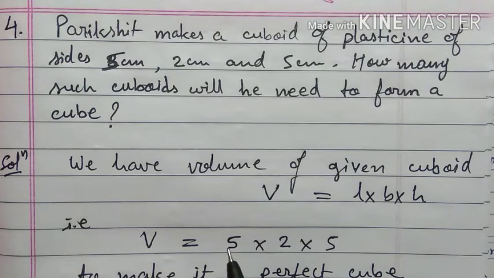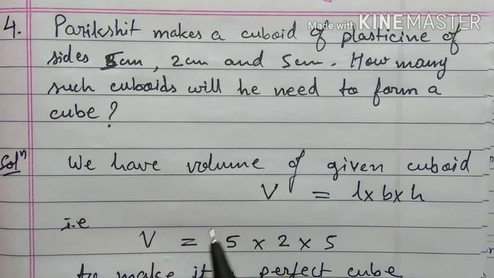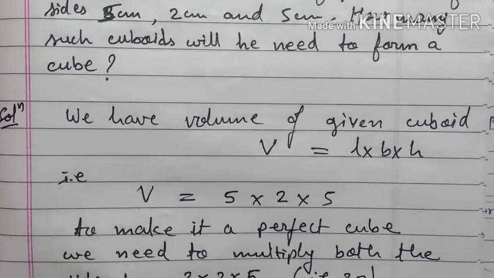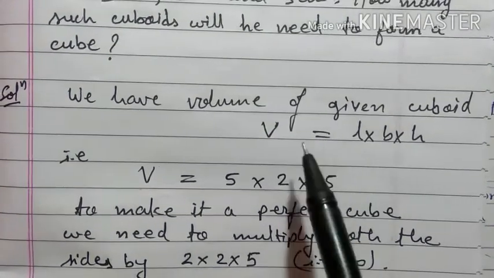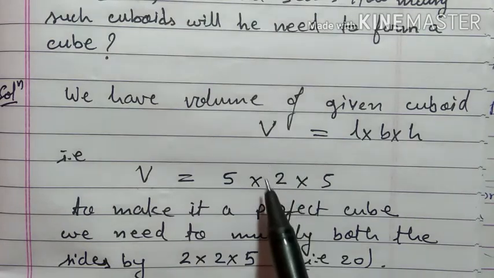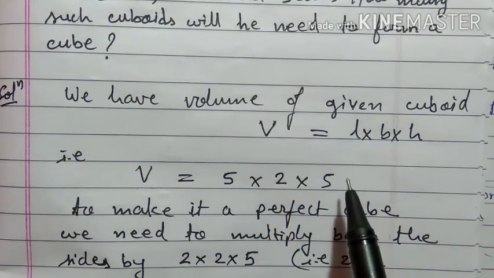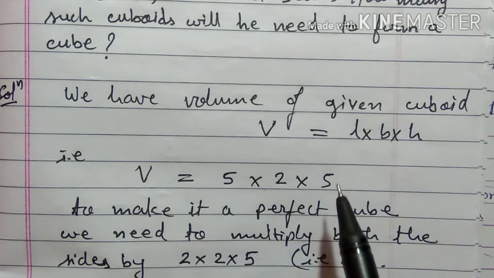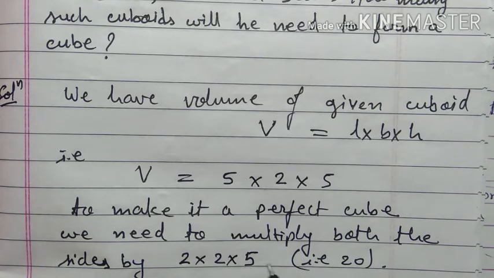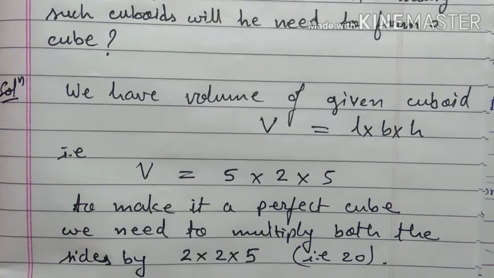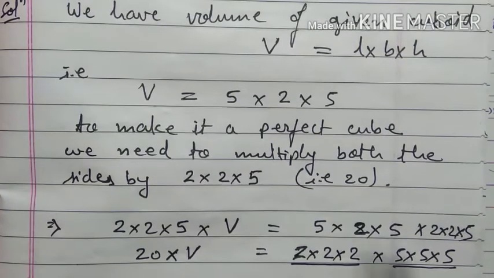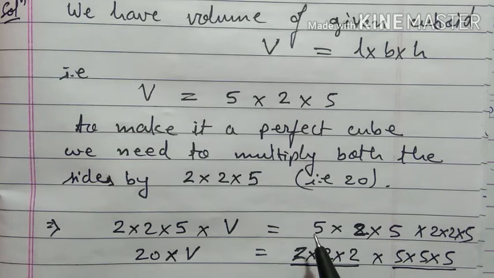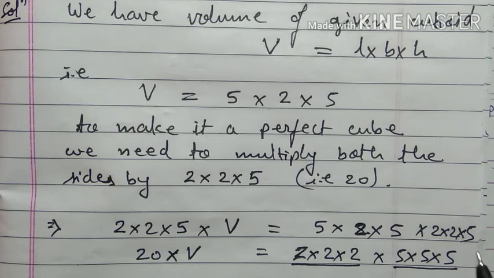But since this is not a cube, to make it a perfect cube we need to multiply both sides by 2 into 2 to make the triplet of 2, and by 5 to make the triplet of 5, meaning 2 two times and 5 one time. So we multiply both sides by 2 into 2 into 5, that is 20, to make the perfect cube. As we multiply 2 into 2 into 5 into V, and here also 5 into 2 into 5 into 2 into 2 into 5.